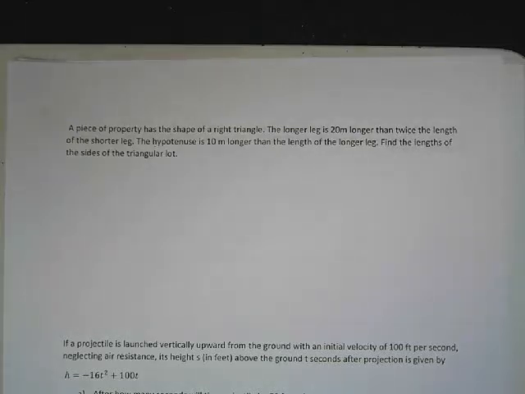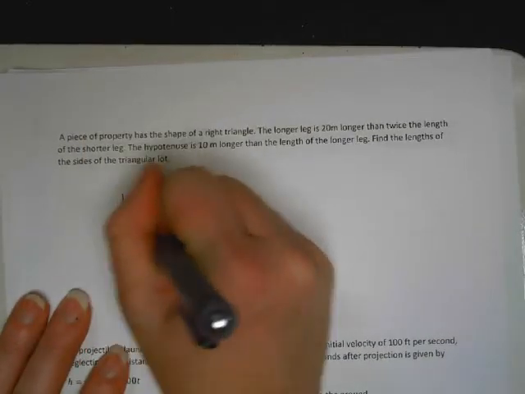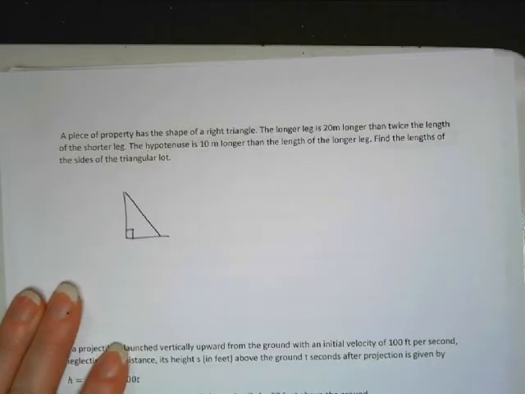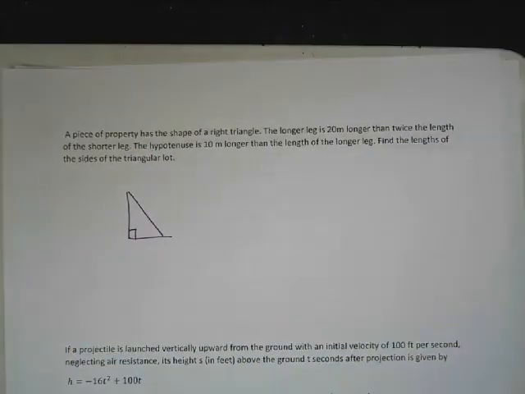All right, so the first thing we're going to do is draw a triangle. It says it's a right triangle, so it doesn't really matter how you draw it. Just draw a right triangle. Pretend that's a good right triangle. Not very good drawer. All right, so it says the longer leg is 20 meters longer than twice the length of the shorter leg. And the hypotenuse is 10 meters longer than the length of the longer leg.